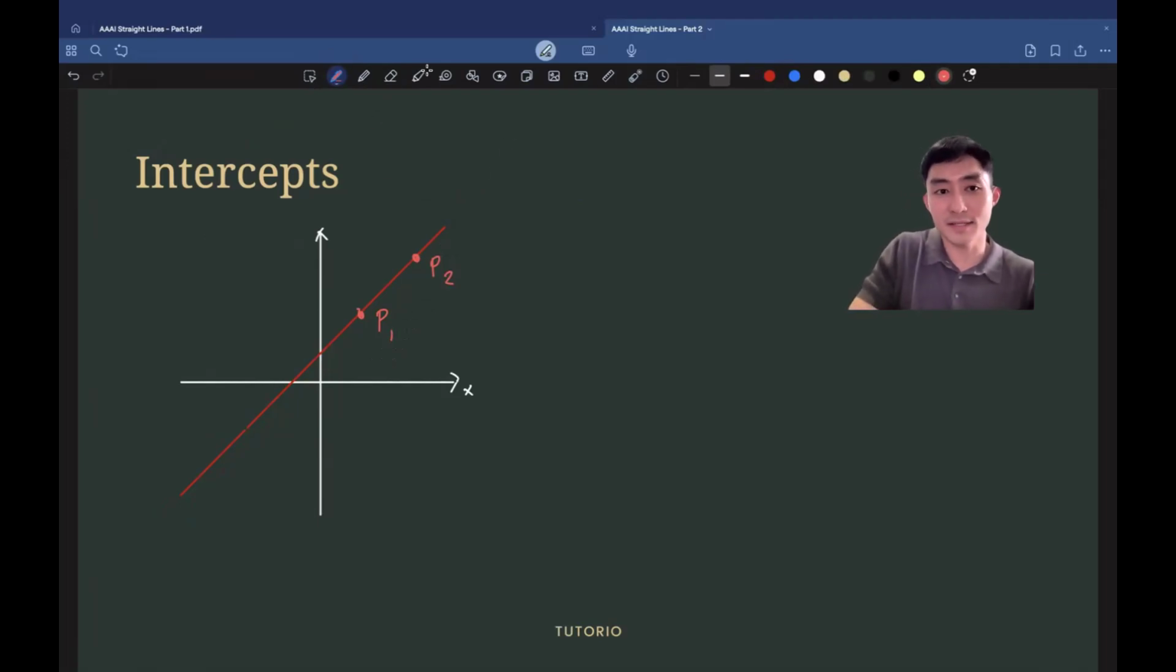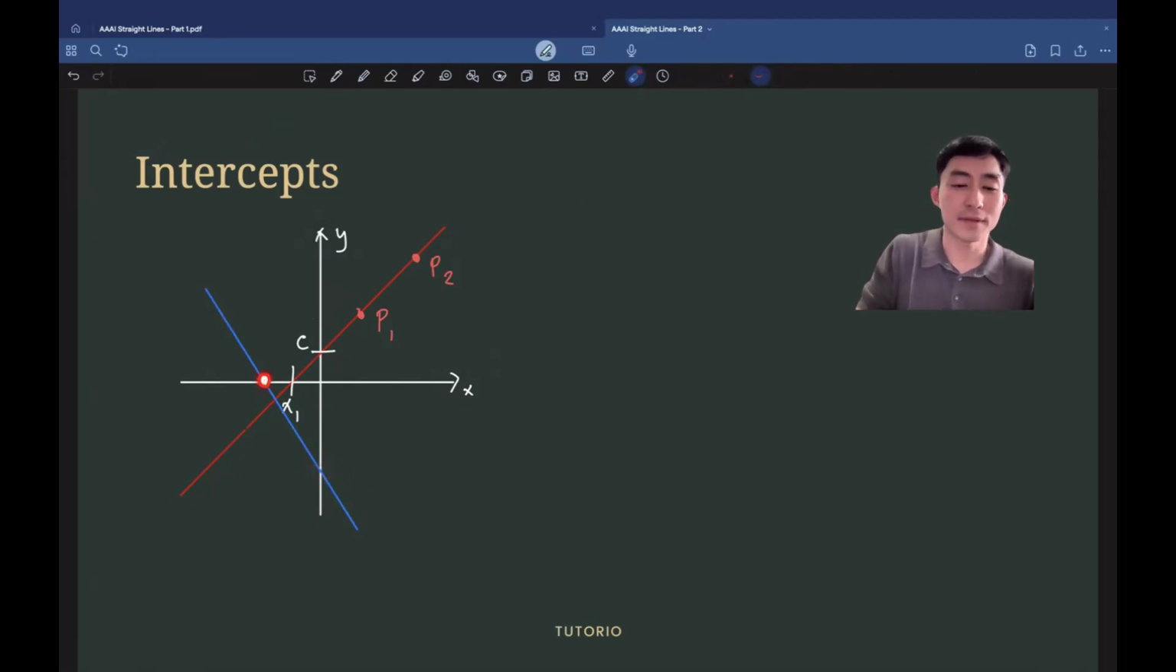So the intercept is where the line crosses or passes through the y-axis and the x-axis. Here, x-axis, y-axis. The point here, we call the y-intercept, and then here is the x-intercept. Let's say I have another line like here, so the y-intercept is down here, and the x-intercept is over here.